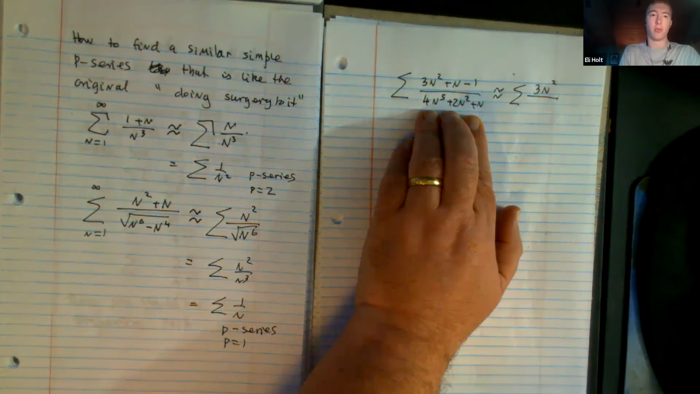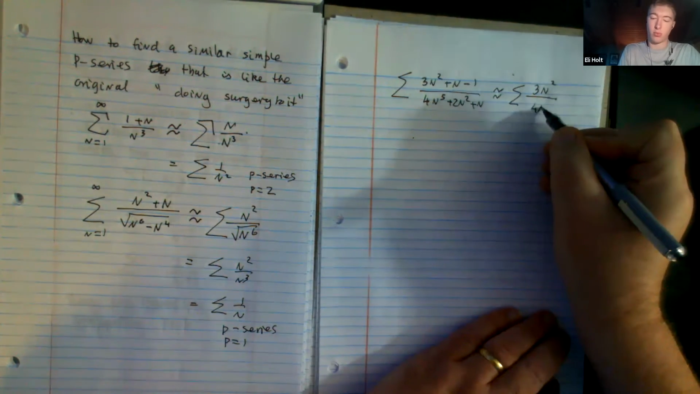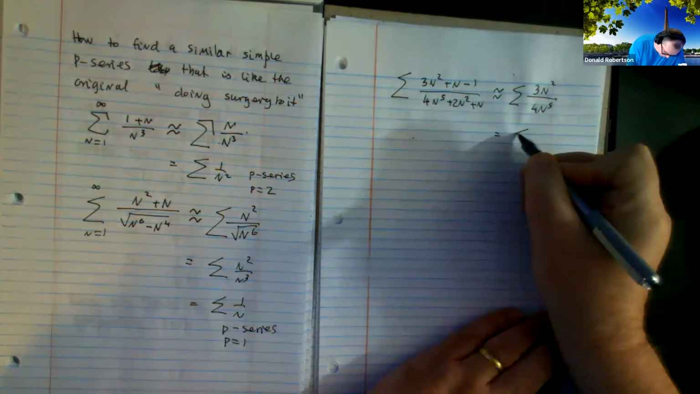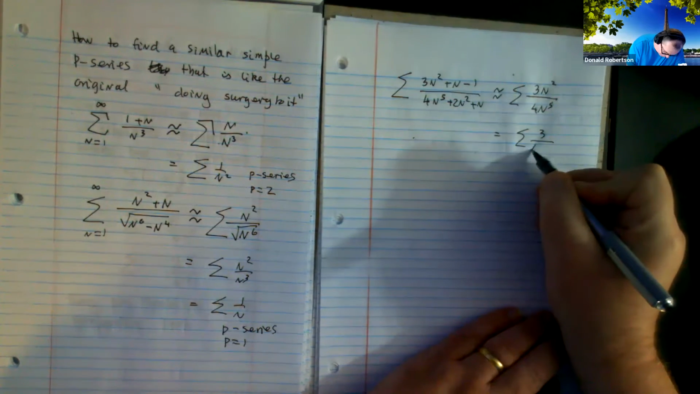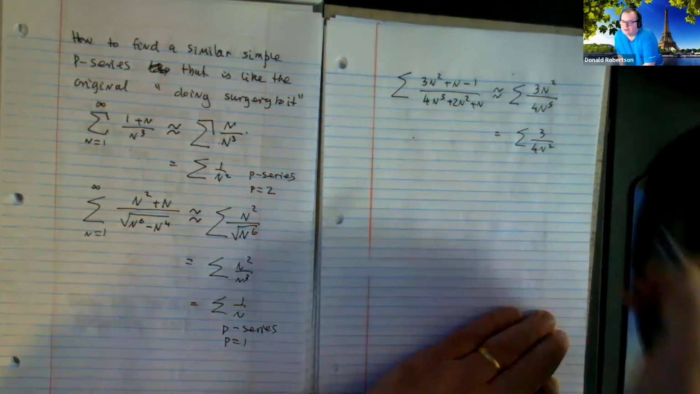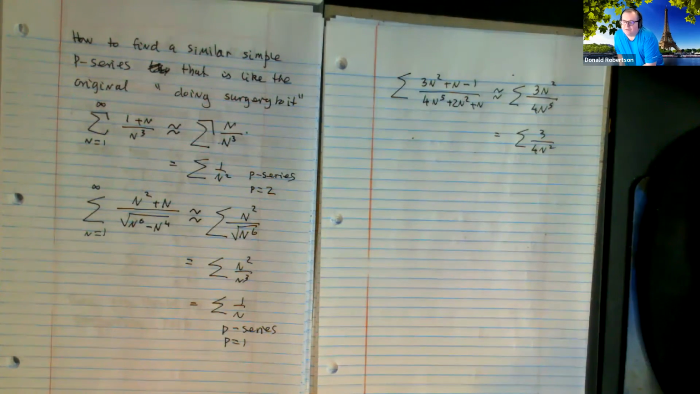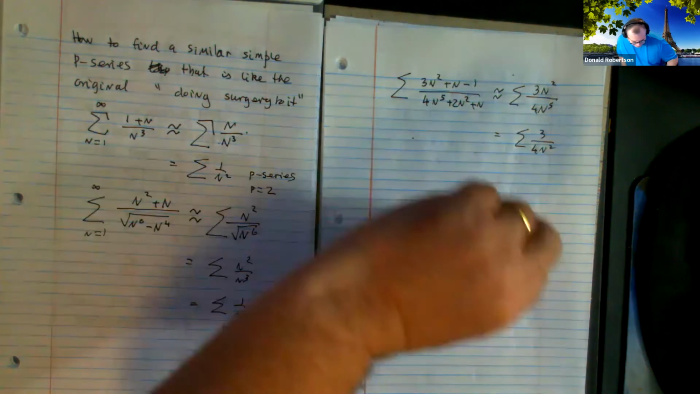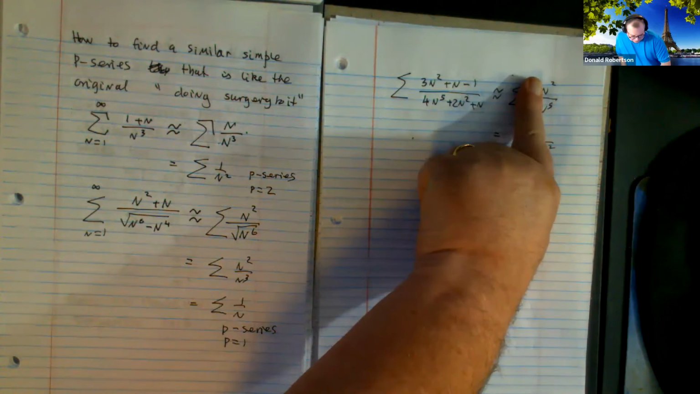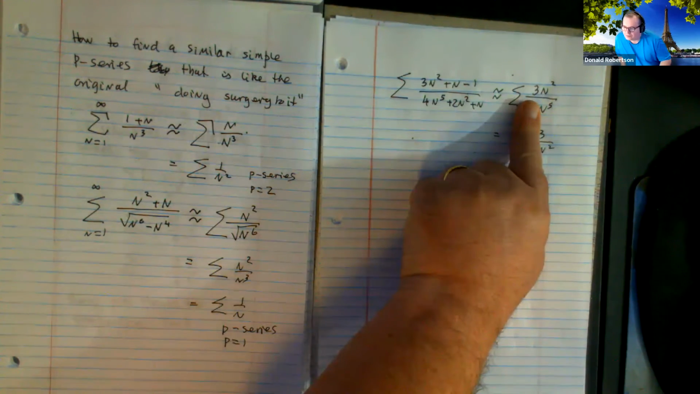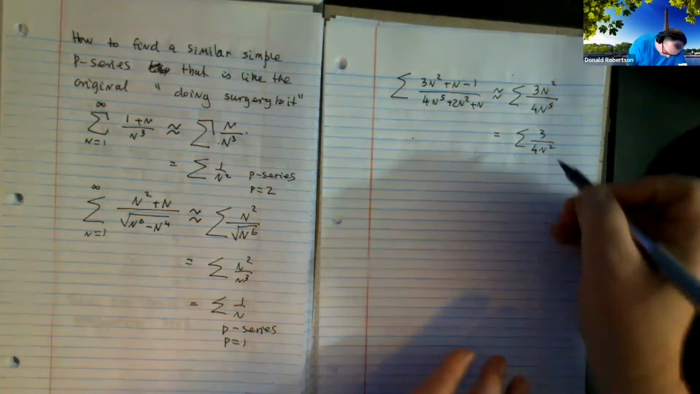4n to the 5th. Would you agree this one simplifies down to 3 over 4n squared? Agreed? Now, if the 3 and the 4 bug you, do what I think it was Matthew who did it. Wouldn't you just call the top n squared and the bottom n to the 5 if you don't like numbers? I don't mind numbers, to me, they're quite fine.